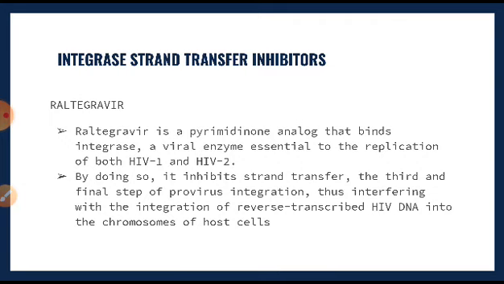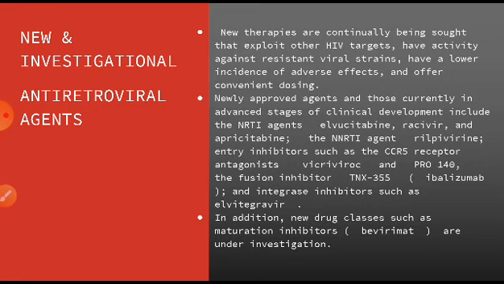By doing so, it inhibits strand transfer, the third and final step of provirus integration, thus interfering with the integration of reverse-transcribed HIV DNA into the chromosome of the host cell. So it plays a very important role in the process where the integration is happening and the viral DNA is going to incorporate into the chromosome of the host cell. That process is also stopped if we inhibit this enzyme.